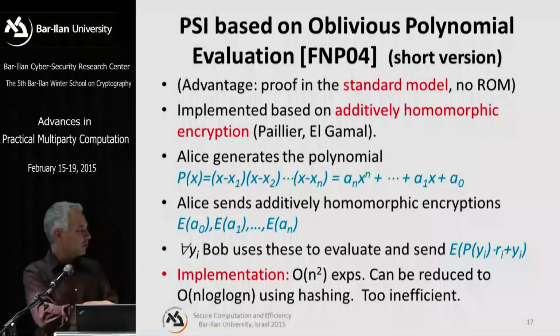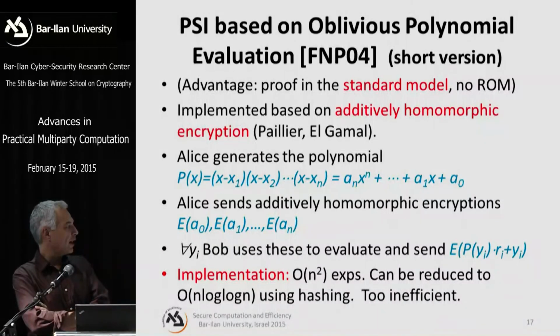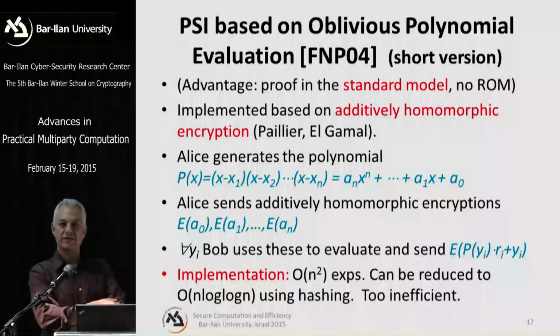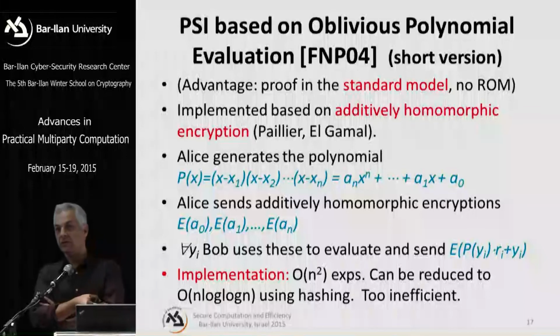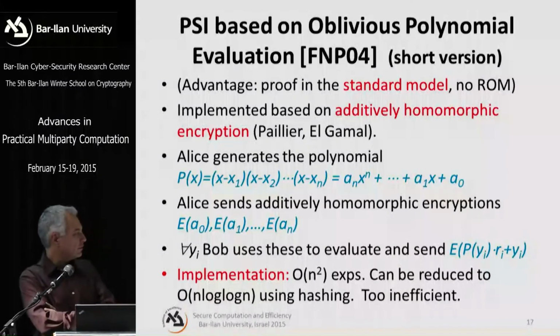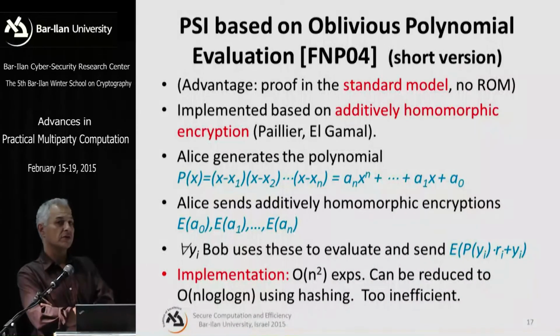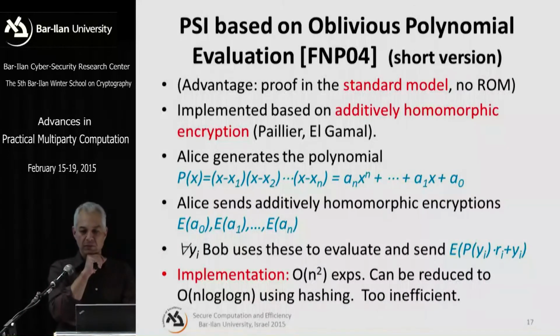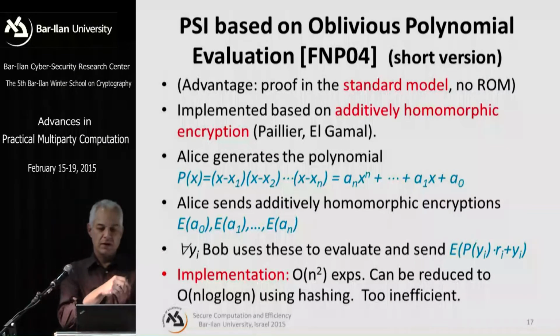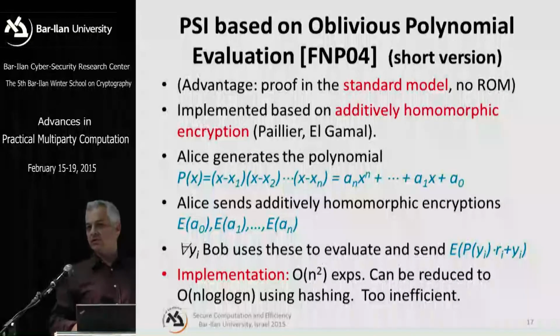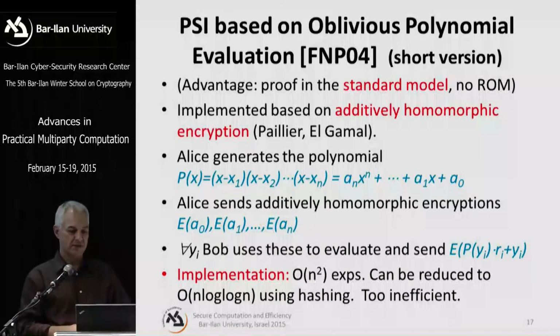Bob uses them to evaluate the polynomial. So for each of his items, he computes p of y, where y is his input, multiplies by some random value and adds y. Notice that if yi is equal to an input of Alice, some x, then p of yi is going to be 0. In that case, the first element here is going to be 0. So he sends to Alice an encryption of yi, the item which is in the intersection. If yi is not a root of p, then this is going to be some value p of yi which is not 0, and since he multiplies it by some random value, this whole encryption is of a random value. You can prove this to be efficient, and it's a whole talk to discuss this protocol and its variants, and I won't do that, just mention the basic ideas.